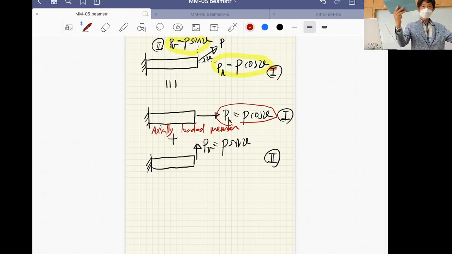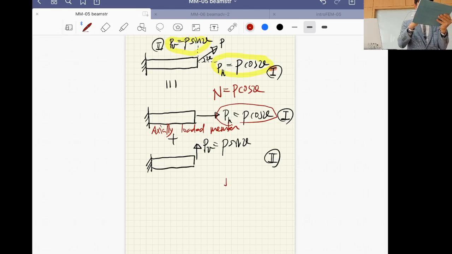If it's tensile, this is positive, isn't it, right? So here the internal force N is tensile, and its magnitude is equal to PH, that is P cosine theta. So once we have P cosine theta, then we can calculate the stress. The stress in system 1 is equal to the N, the internal force, divided by the cross-section area, isn't it? Okay?